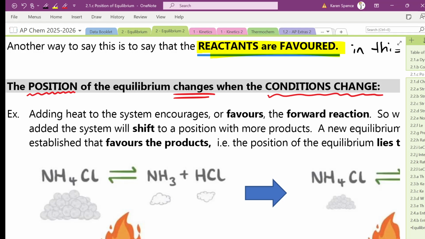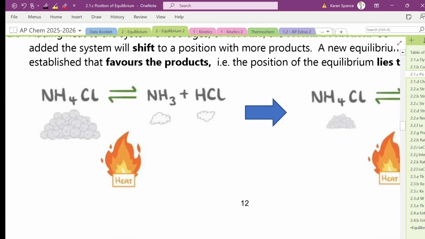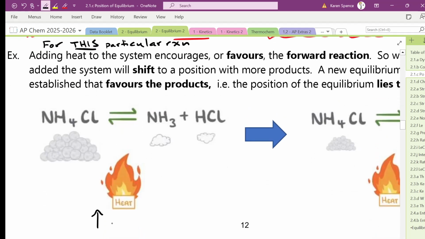So in this particular reaction, not all reactions, just this one, okay? For this particular reaction, if we add heat to the system, in other words, if we increase the temperature, it encourages or favors the forward reaction.